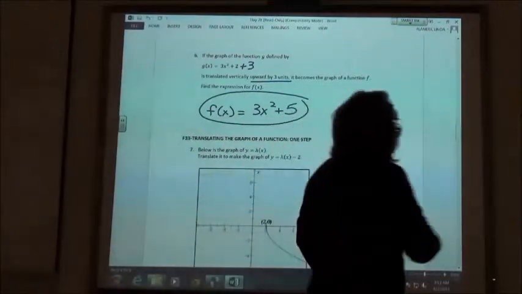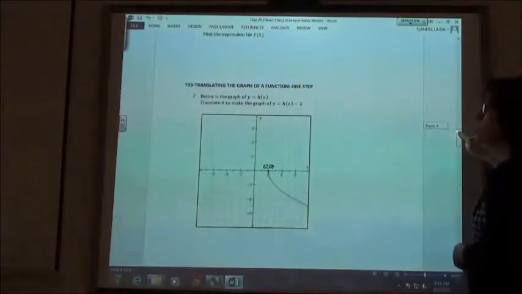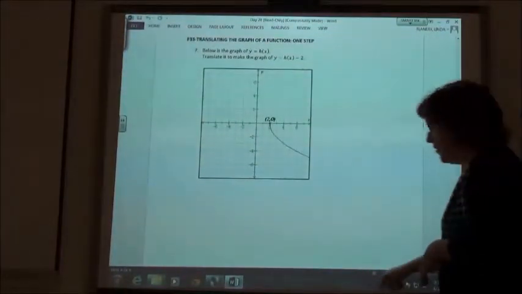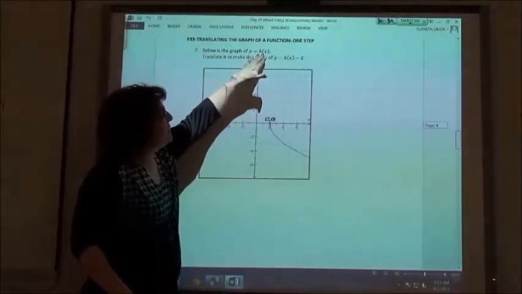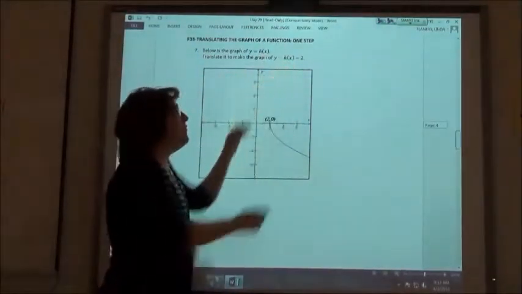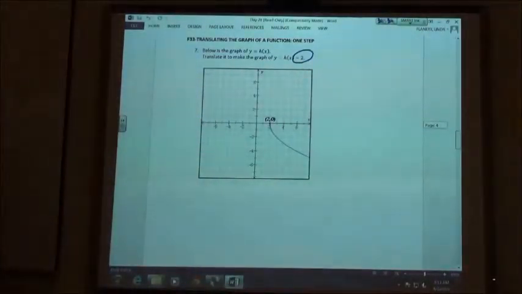So now what we're going to do is we're going to take our graph and we're going to move it based on what they're doing to our equation. So, I started with the graph of h of x. I want to move my graph, and what is this minus 2 going to do to my graph?